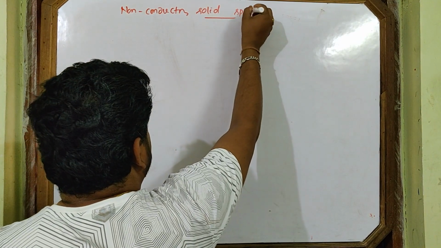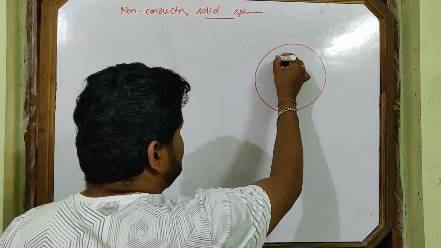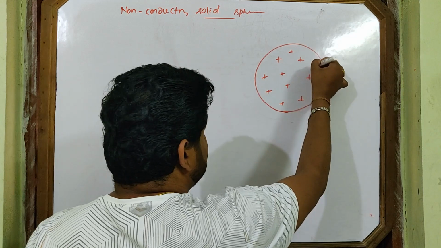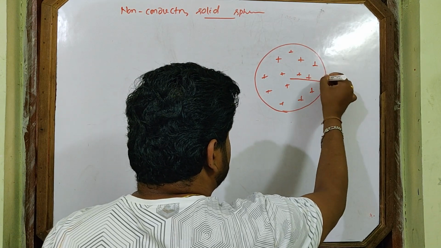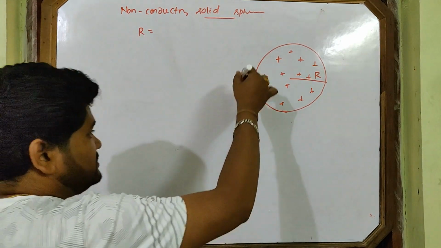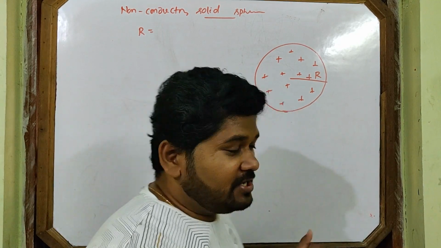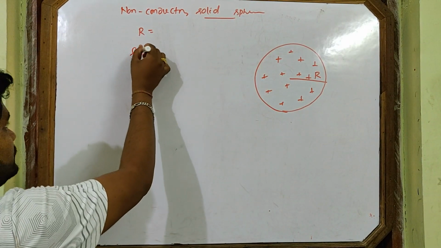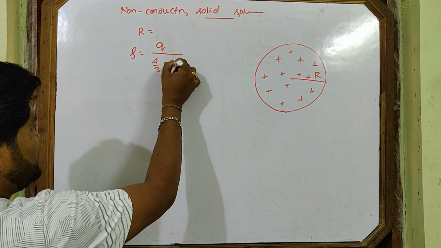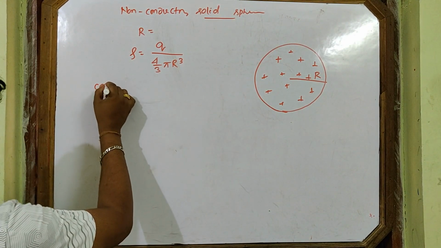Non-conducting solid sphere. Non-conducting means charges are present everywhere inside it. The radius is capital R, and since the charge is present everywhere, it is a volume distribution of charge. So we take rho, the volume charge density, as total charge by volume, Q by 4 by 3 pi R cube. First we will go to case 1.